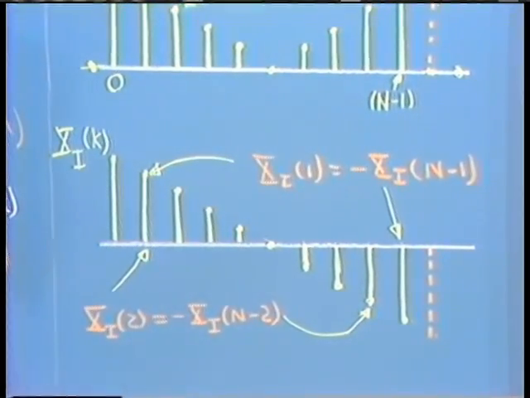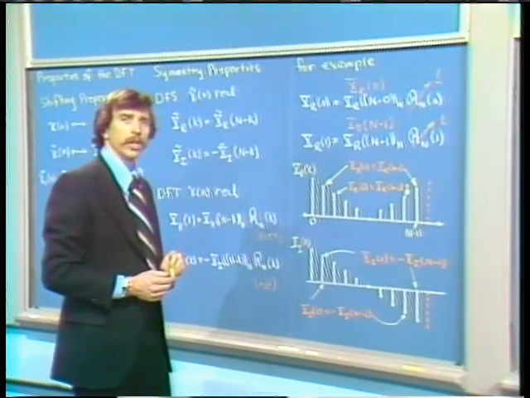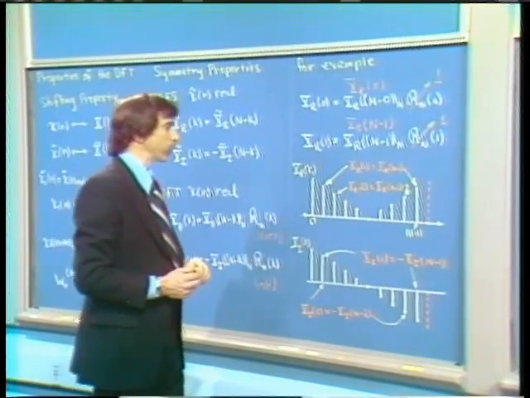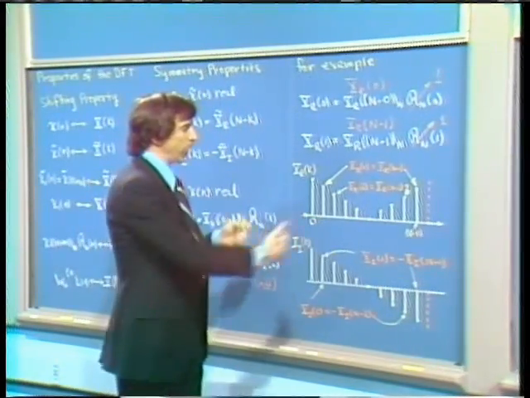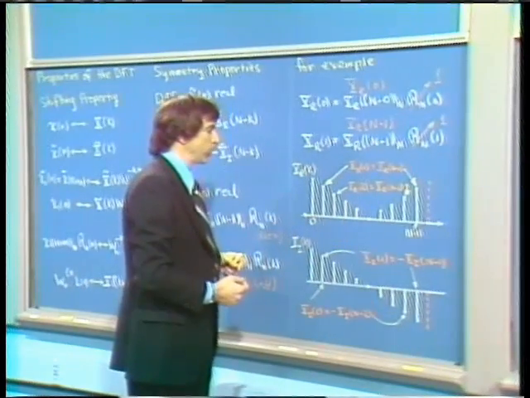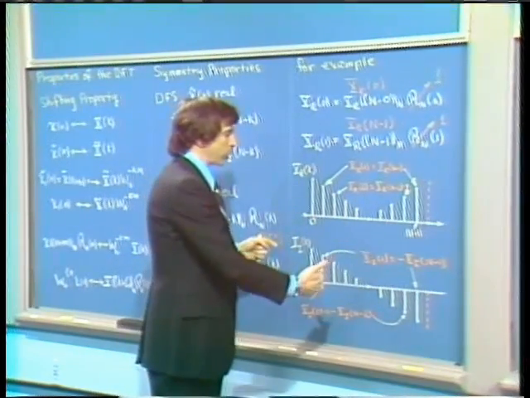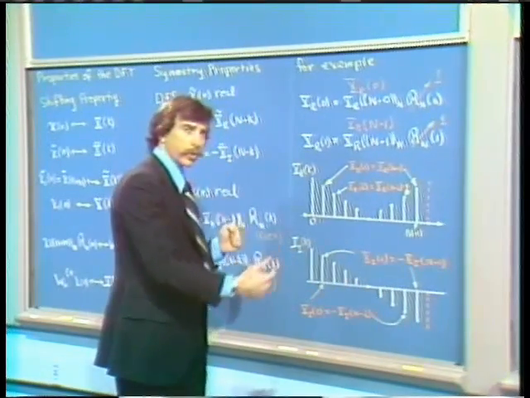So that's the kind of evenness and oddness that we're talking about when we talk about the symmetry properties for the discrete Fourier transform. In other words, it's an even function in the sense that as we come in from the two ends, we see a symmetry. The real part is even. The imaginary part is odd in the sense that we see an anti-symmetry as we come in from the two ends of the period.